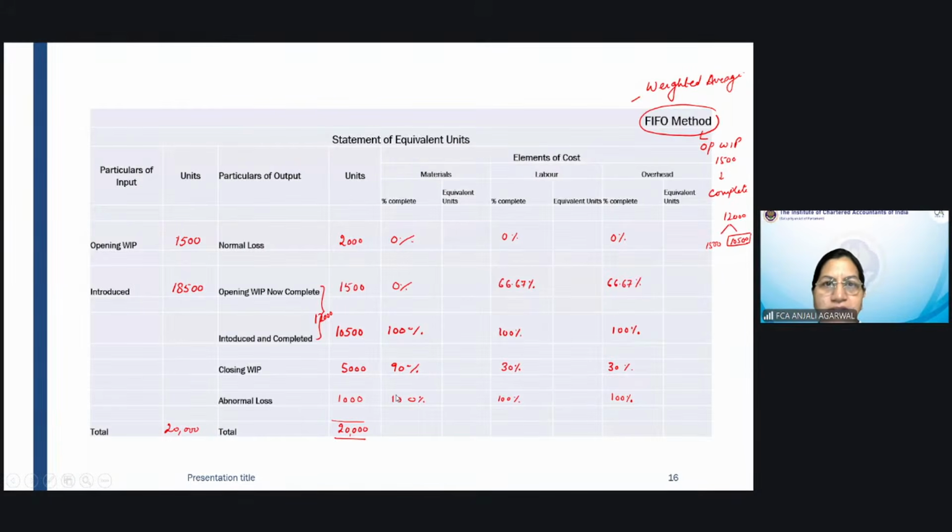We have some messages in the chat window once again. Let's see. Opening is not material input.